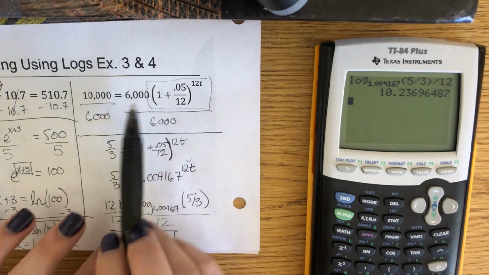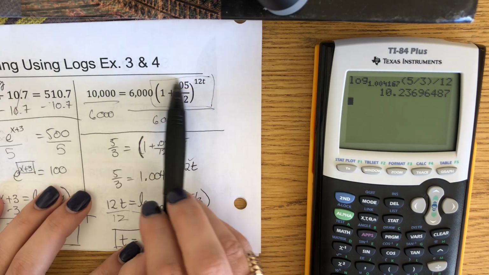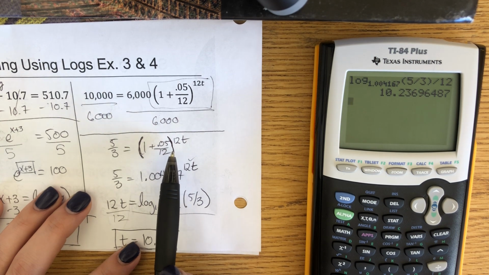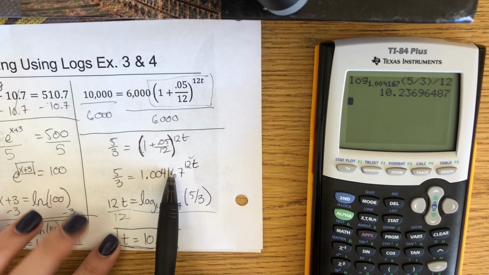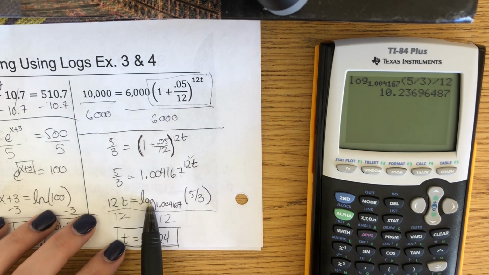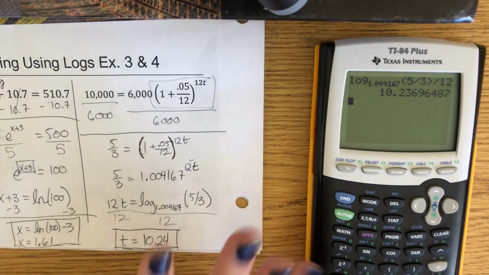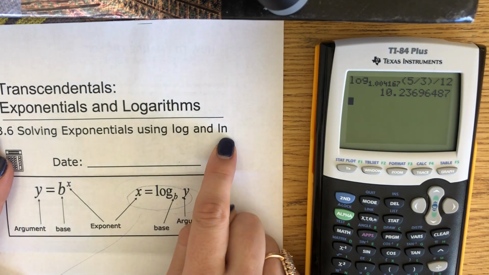So to review, I always isolate my base and exponent. After I isolate my base and exponent, I simplify my base, rewriting it as a decimal. Then I rewrite as a log. And then I solve for t and enter it into my calculator. And that is how you solve exponentials. That's how you solve exponential equations using log and natural log.